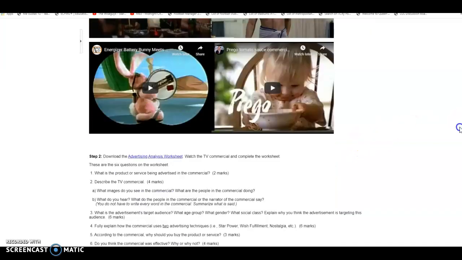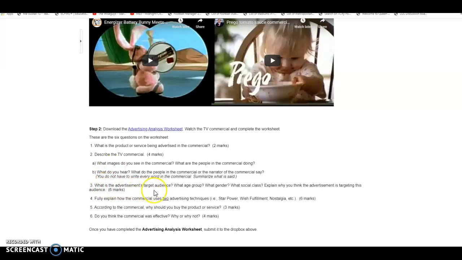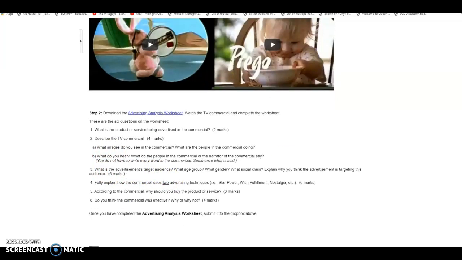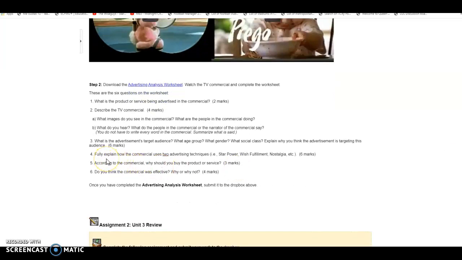Try to just explain what is the target audience. Who are they trying to reach with that advertisement? And then number 4, fully explain how the commercial uses 2 advertising techniques.